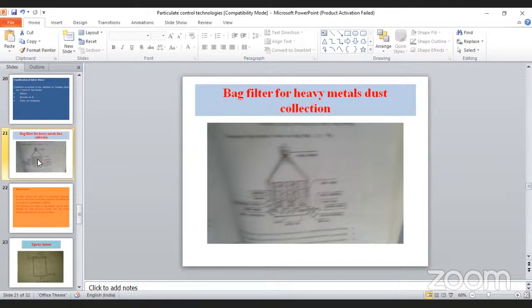Due to the density difference concept, and as we are providing a small shaking mechanism inside it, the solid particles will settle down at the bottom and the clean gas will come out at the top of the filter. So this is a very common type of unit available everywhere. It is not a very big concept.